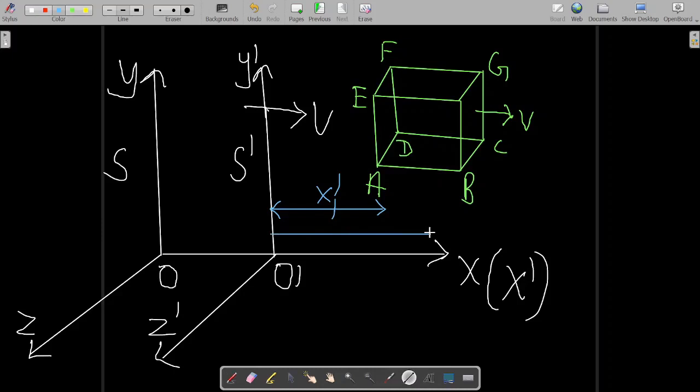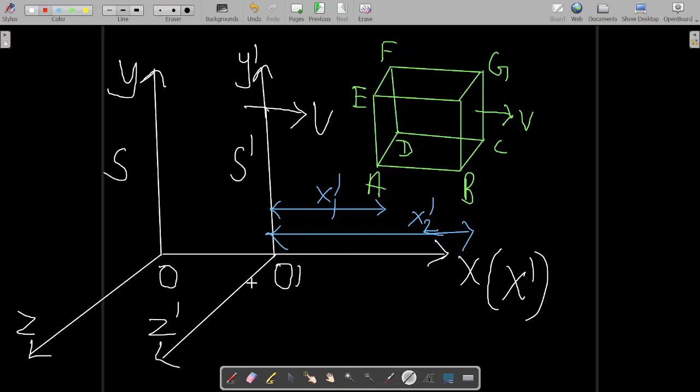And another distance is from here till this point B. This particular distance is x2 prime, right? This particular distance is x2 prime. So this is the thing. And we have two more things with us. Let me mark them with red colored pen.